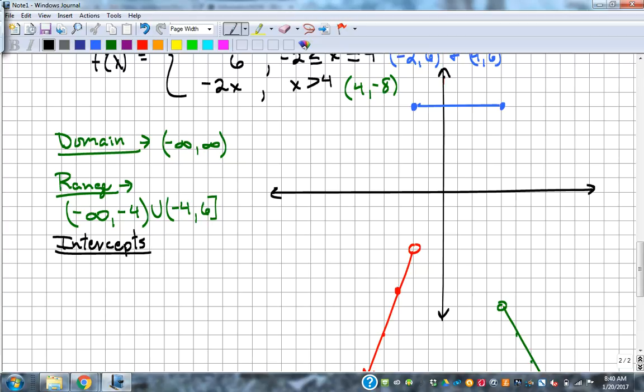Zero, 6. We can see that on the graph. We can see it's at 0, 6. Are there any others? No.